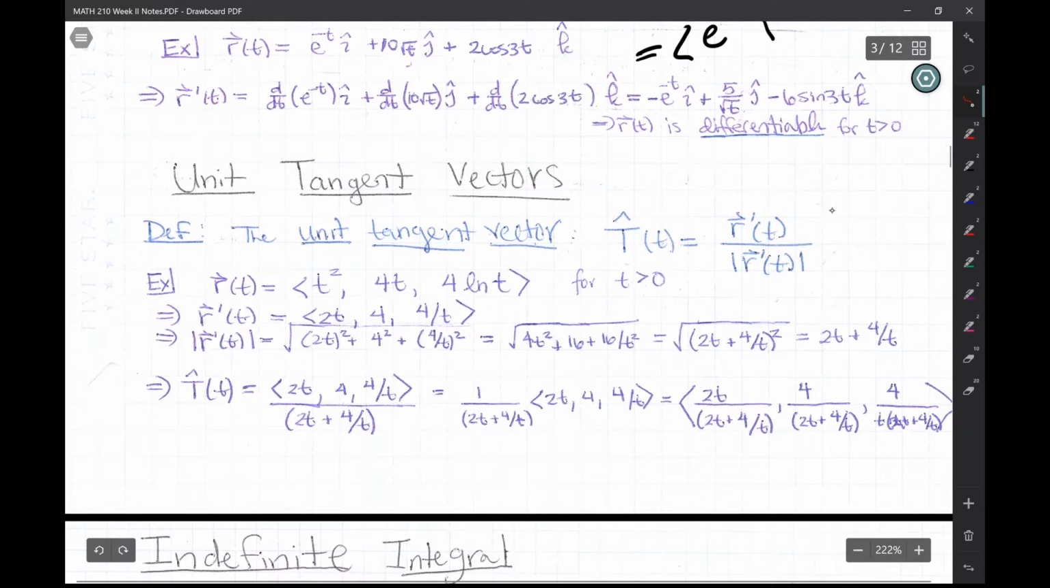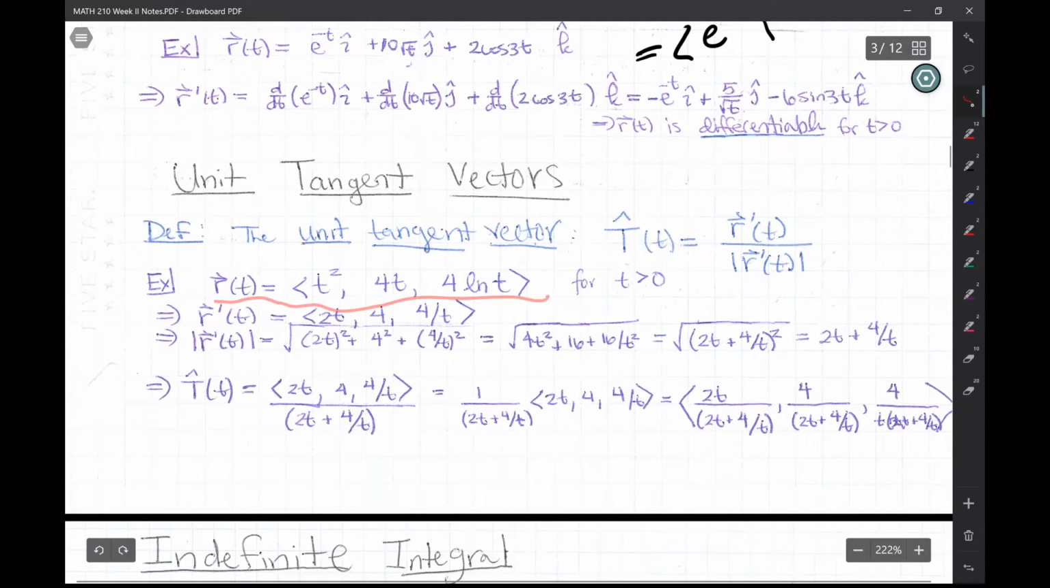Okay, so how are you going to get a vector with magnitude 1? Well, we start out with the vector r prime, which is tangent. So we got the direction down. We got a vector that's tangent to a curve. And how do we get it to be unit? Well, we just divide by its magnitude. Simple as that. So let's do an example.